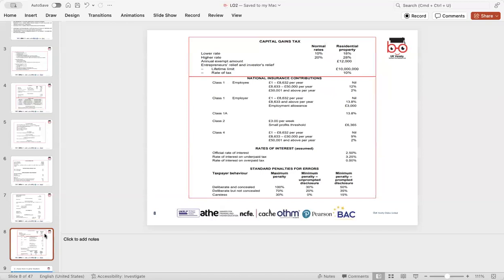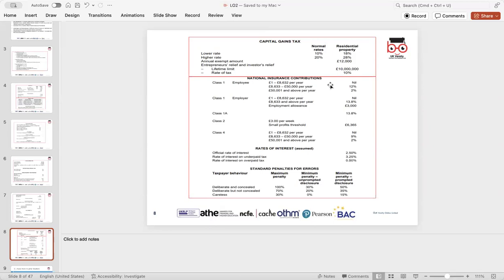Anyway, so capital gain taxes and national insurance are essential aspects of the tax system that individuals and businesses need to understand to manage their finances effectively. Capital gain tax is tax paid on the profit made from selling certain assets, such as property or investments, at a higher price than they were bought for. There are different rates of capital gain tax depending on the type of asset and the individual's income. The lower rate of capital gain tax is 10%, while the higher rate is 20%.